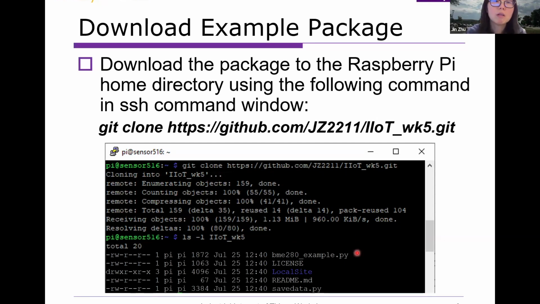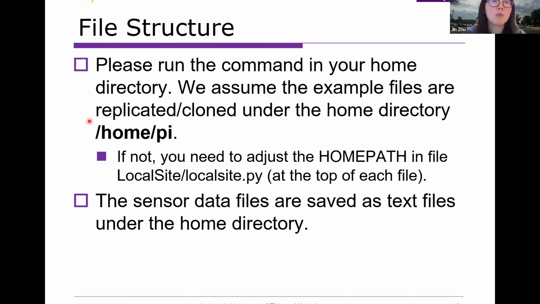So I'm assuming for this example it's just downloaded under your home directory. In other words, it's under /home/pi, or wherever you set up the default home directory. If not, you may need to adjust the home path in the file, which we will discuss later on when we look at the code.